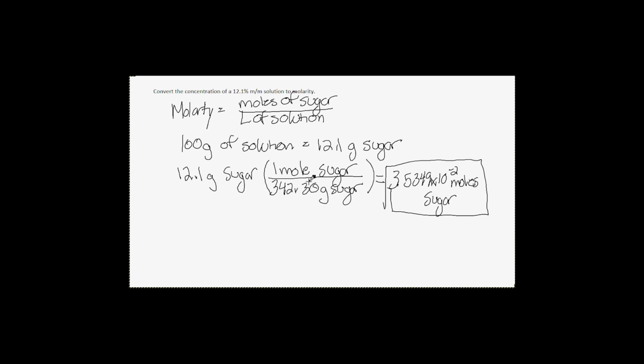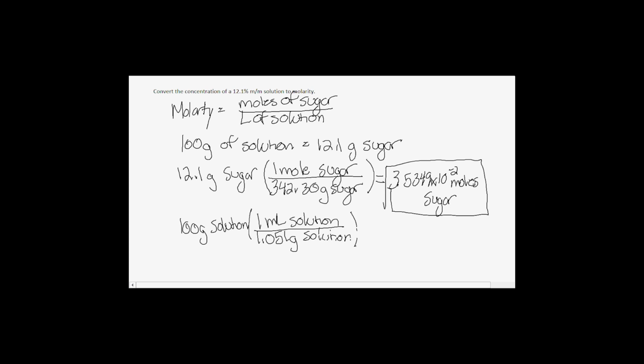Next, we will convert mass of the solution to liters of the solution. So if we take 100 grams of the solution, we need 2 equalities to do this calculation. The first equality we need is the density. The density of the solution relates mass of solution to volume of solution. In this case, we want to get rid of the mass of the solution, so that part of the equality will be on the bottom, and the volume part of the equality will be on top. So 1 milliliter of solution over 1.051 grams of solution, which is the density of this particular concentration solution.